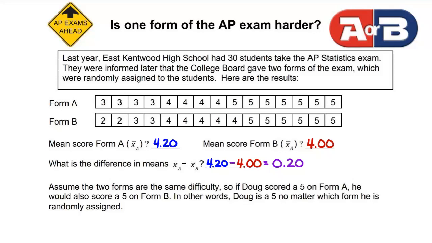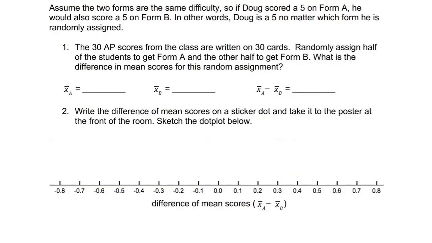So what I want you guys to do, you're going to do the exact same thing. You're going to calculate the mean for your Form A, the mean for your Form B, and then I want you to subtract and find the difference there. I'm going to go ahead and do 1 and 2. You got your paper, right?